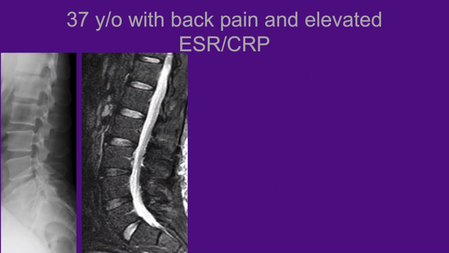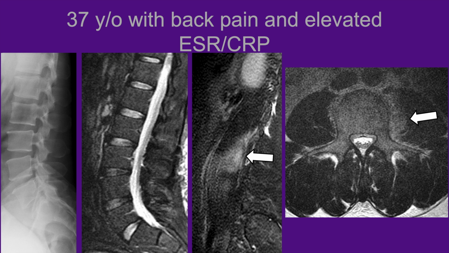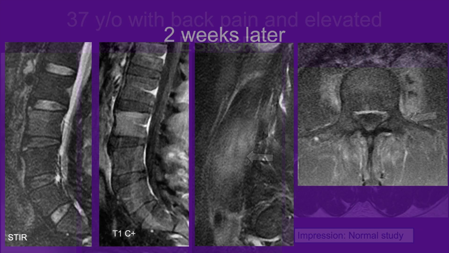Here's a case of a 37-year-old with back pain and elevated inflammatory markers. Not much on the plain radiograph and MRI when we look mid-sagittal. Far lateral parasagittal, we see a little bit of edema in the soft tissues. This was read as normal.